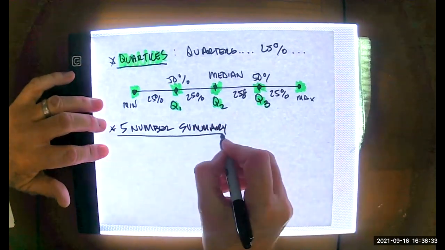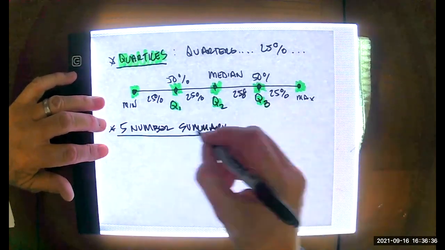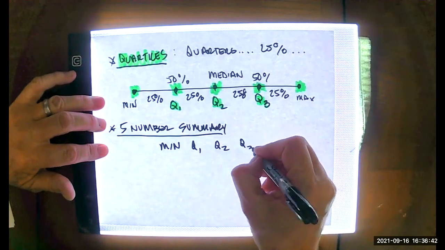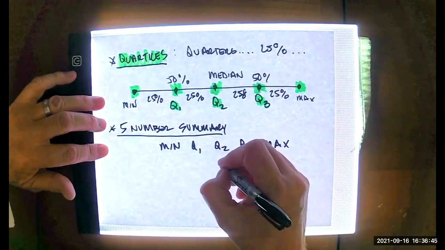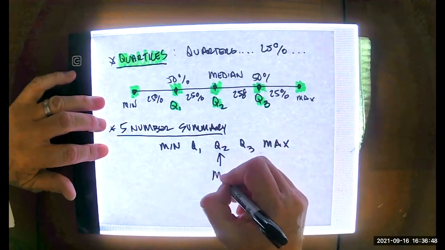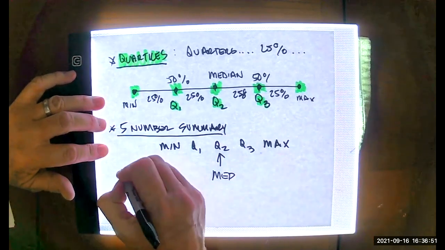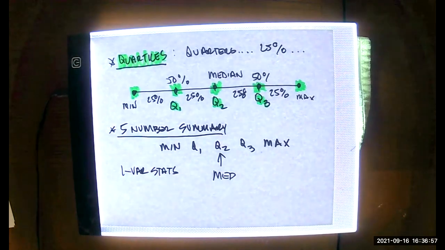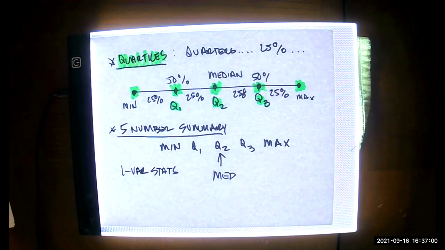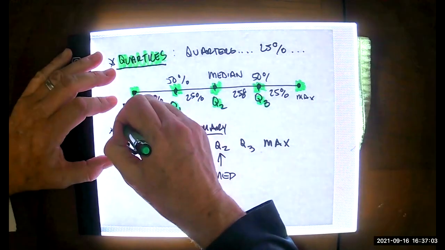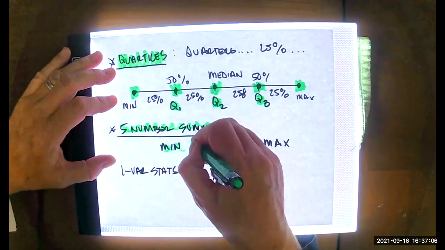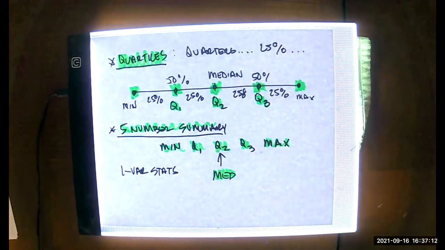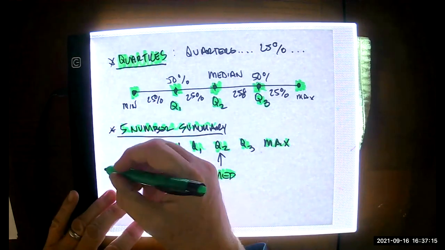And that 5 number summary is just what we see there. It is the min, Q1, Q2, Q3, and max. By the way, on your calculator, this is labeled MED, and it's in 1 variable stats. So that 5 number summary contains, not surprisingly, 5 numbers, although one of them is a little bit misnamed by Mr. Calculator. And we use our 1 variable stats to find it.